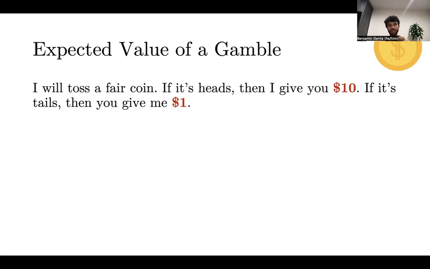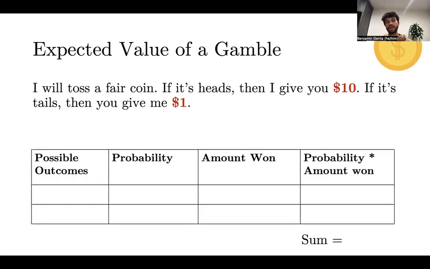So we went over this in class, right? But suppose I propose to you this particular game. I toss a fair coin. If it's heads, then I give you $10. And if it's tails, then you give me $1. Right? And so now I want to calculate the expected value of this game for me.